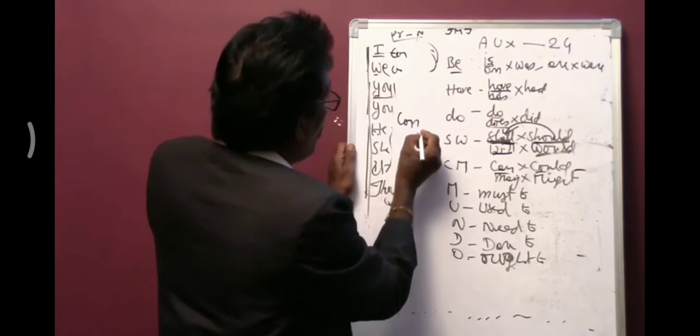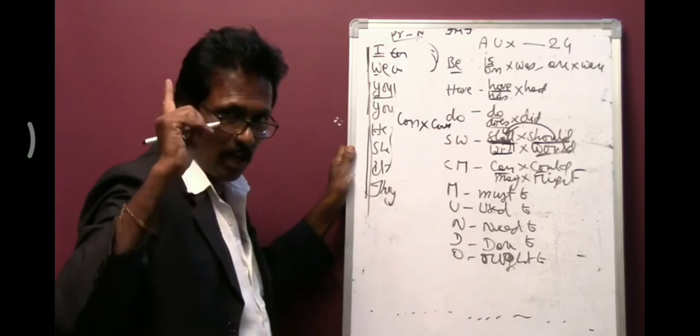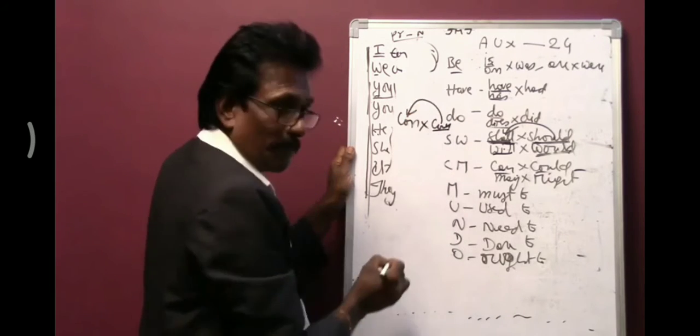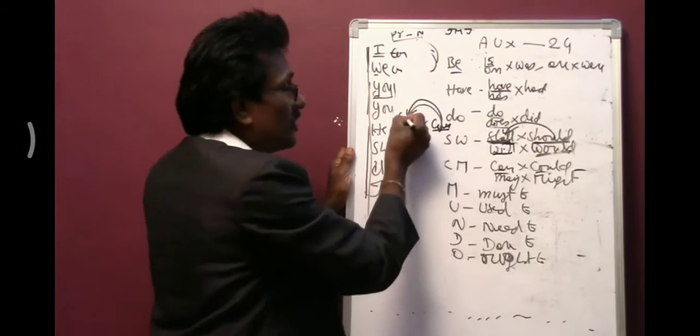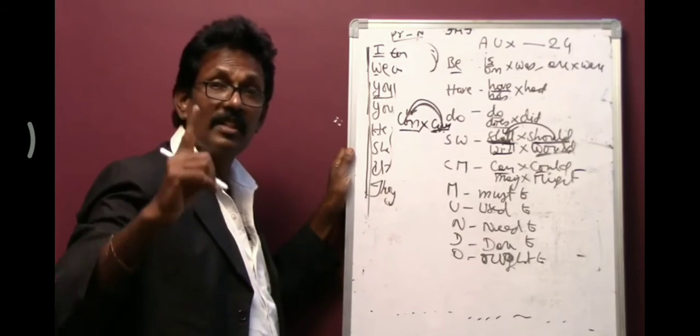And the past form of can is could. But when the past form is used in the place of the present, it strengthens the feeling. I can sing, I could sing. When the past form is used in the place of the present, it will strengthen the feeling.